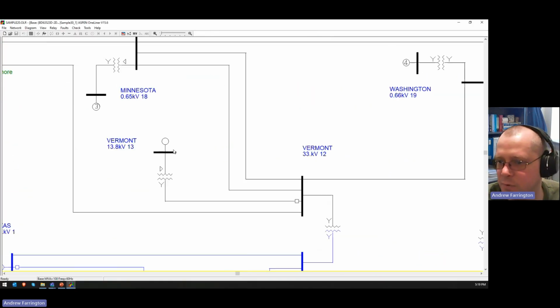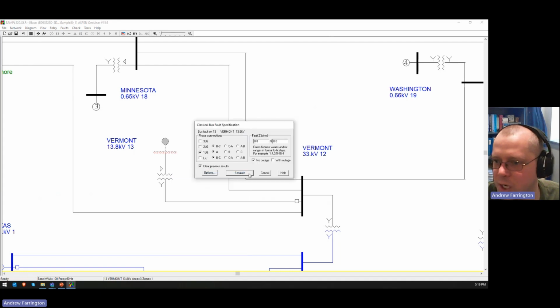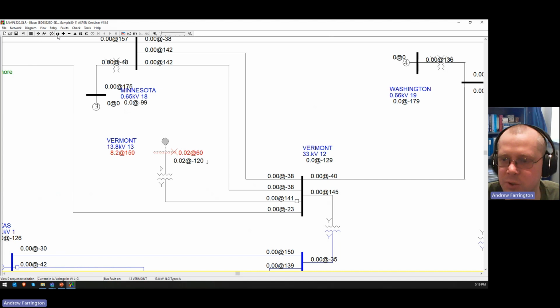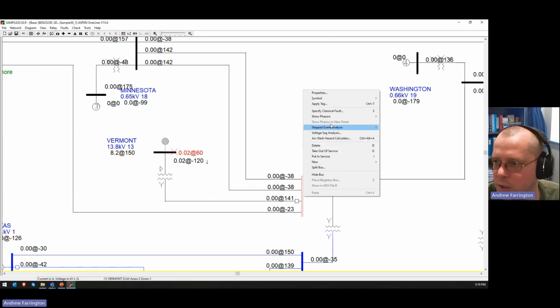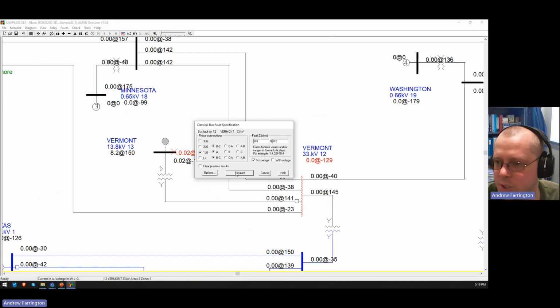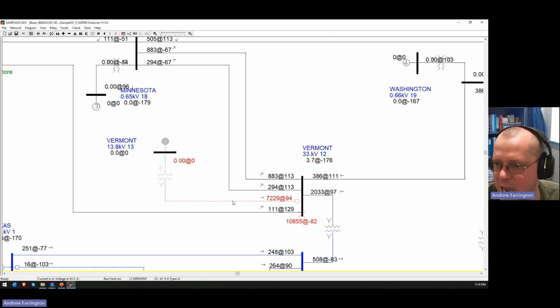So if we have, let's say, this delta Y transformer here, we have a single line to ground fault on the low side of the transformer. You can see this is looking at the zero sequence current. There is essentially no zero sequence current coming out of the delta, right? If we put a single line to ground fault on the high side, you can see that there's actually 7,200 amps coming out of this transformer, even though this generator is offline. So this is just coming from the transformer itself. The transformer is a source of zero sequence fault current.